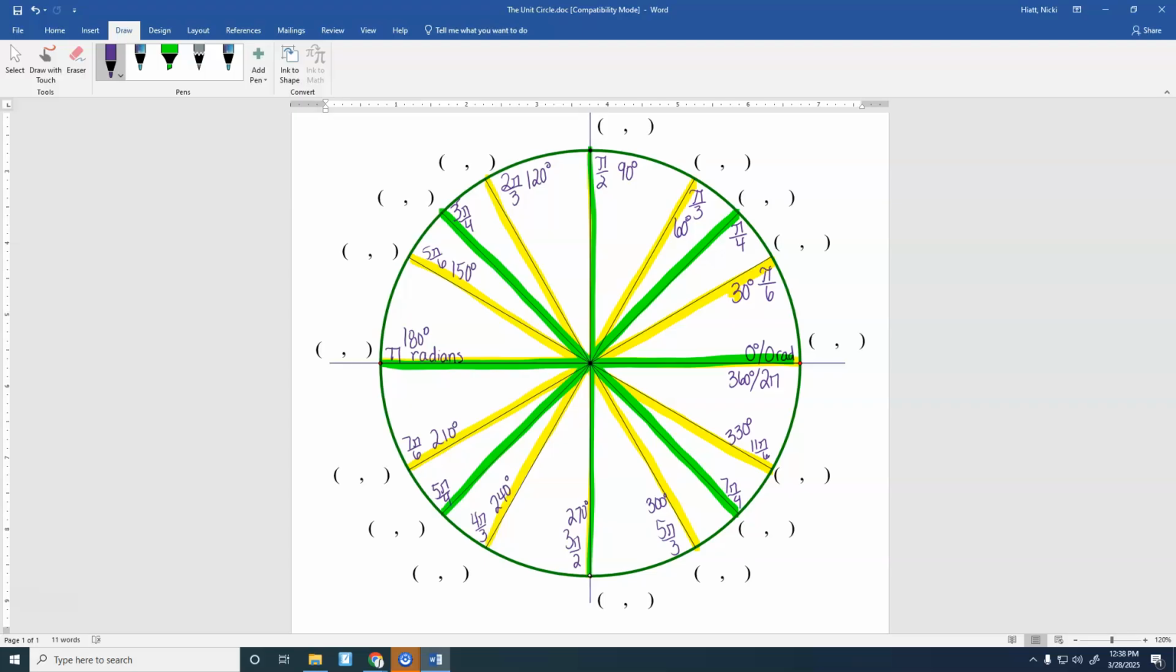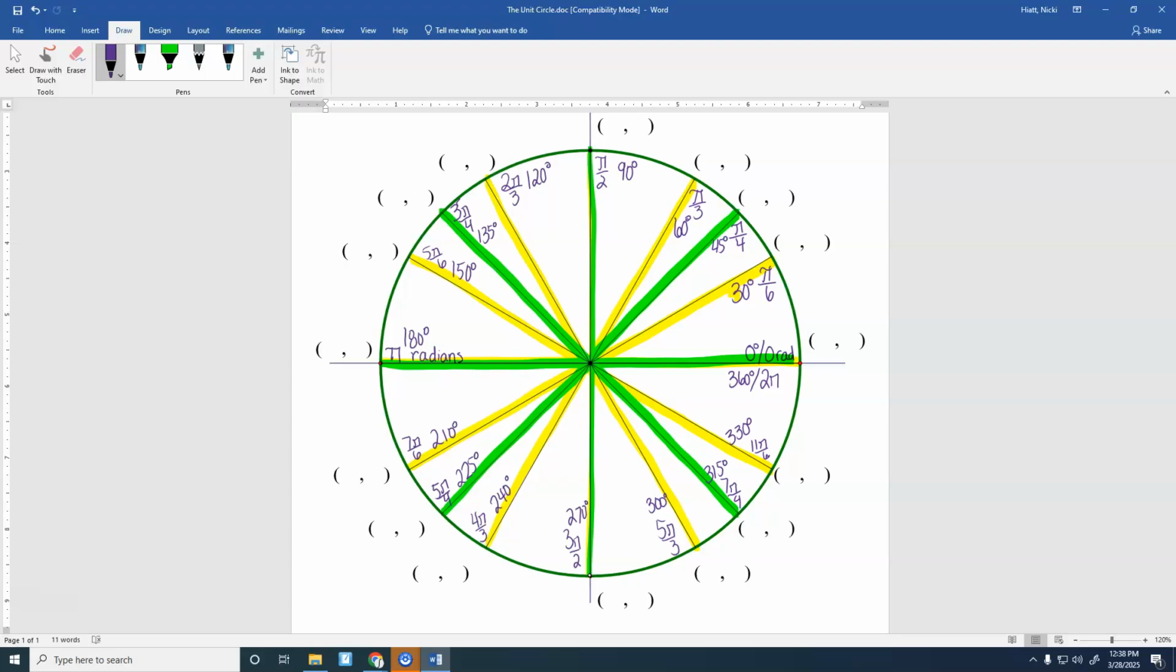And we want to do the same with our degrees. So that first one would be 45 degrees. 45, 90, 135, 180, 225, 270, 315. And so that gets all of our angles and our radians on the inside.